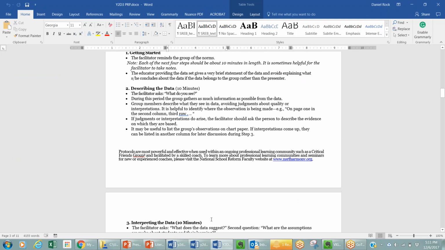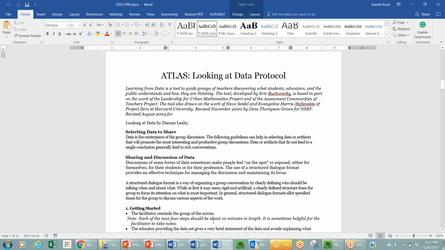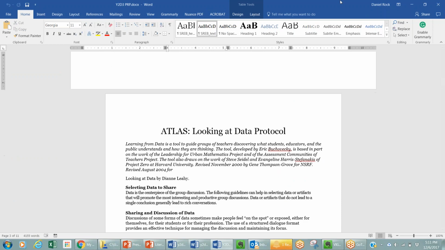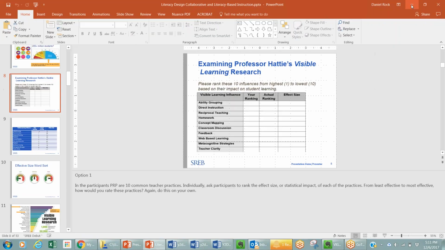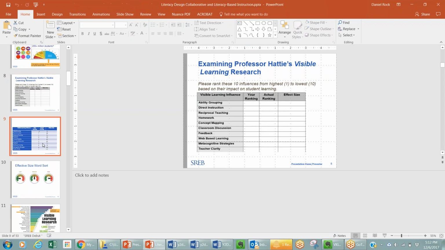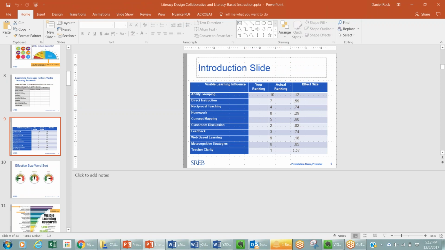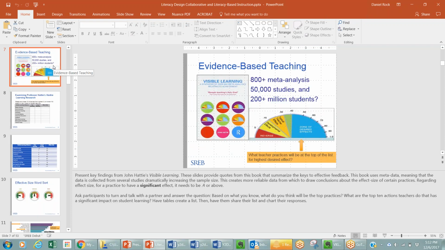Well, maybe they don't. I thought I had that in there. Okay. So we're going to put a document in their PRP that has this, and they're going to type in their rankings, and then we will give them the actual rankings of what they are. And the effect size, remember, 0.4 is the magic number. If it's 0.4 or above, it's having an effect beyond the typical teacher. That means it's in the blue.